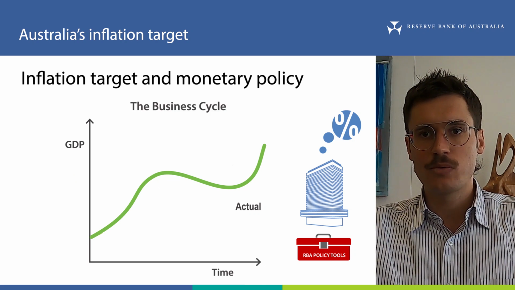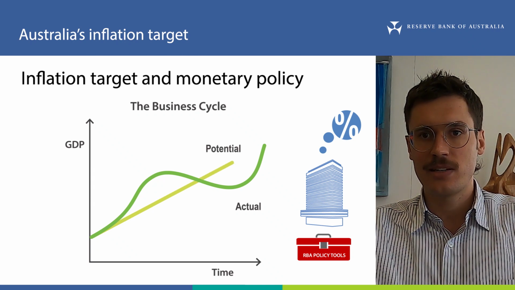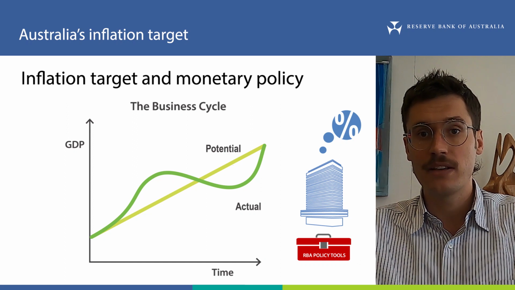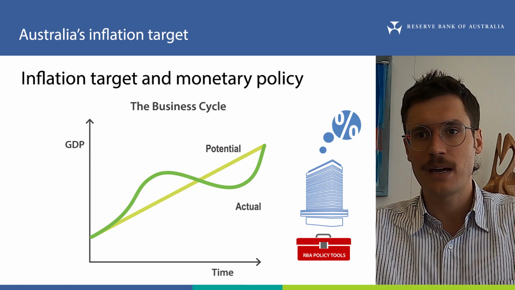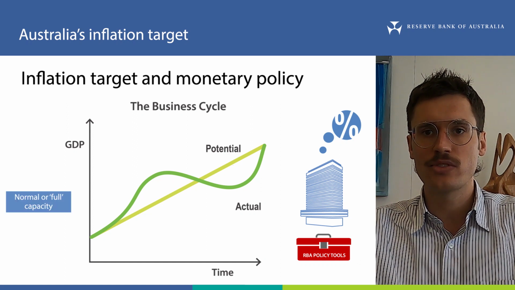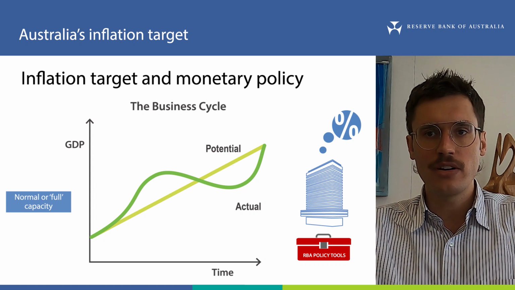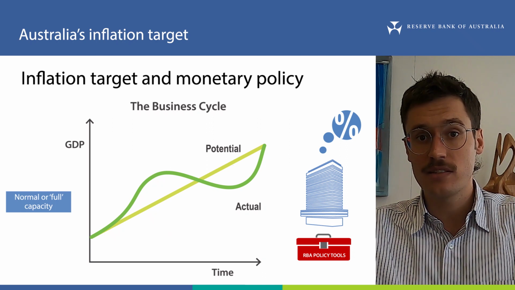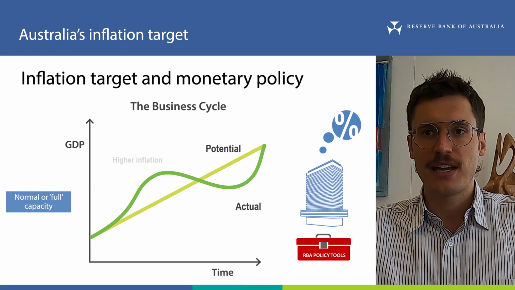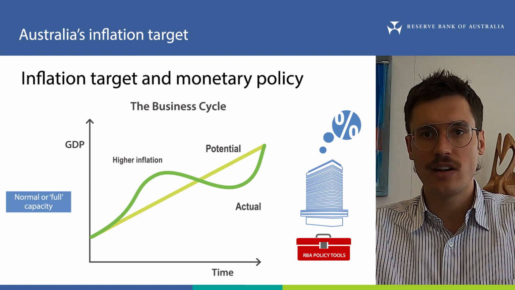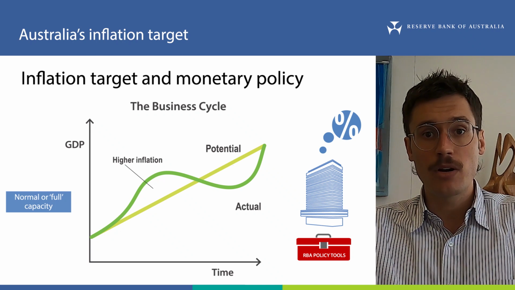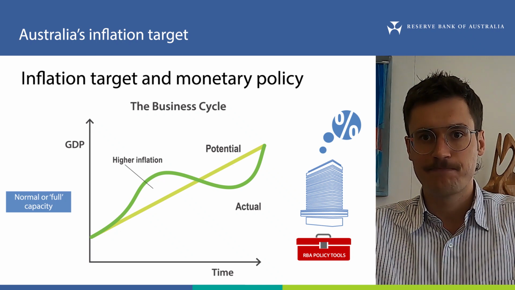The straight line is what we call potential economic activity. This measures how economists think the economy could perform if all resources, labour and capital, are used at their normal levels. When the economy has grown in line with its potential, employment and inflation have historically been consistent with the RBA's objectives. If inflation is above the RBA's target, this often occurs in an economy that is growing faster than its potential. In other words, the economy is running above full capacity.